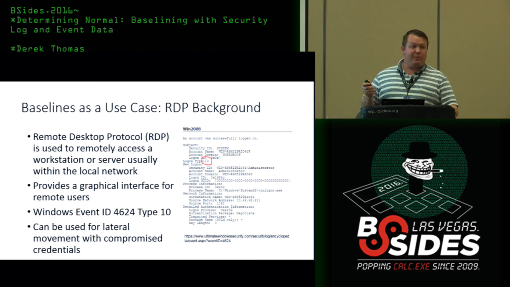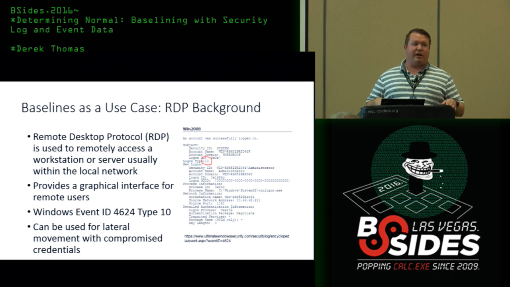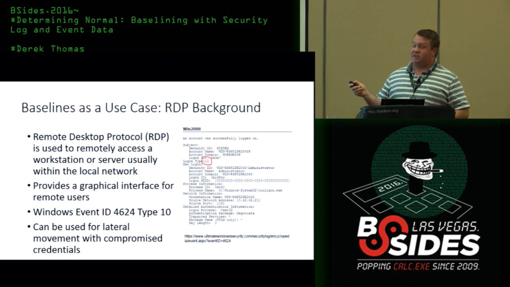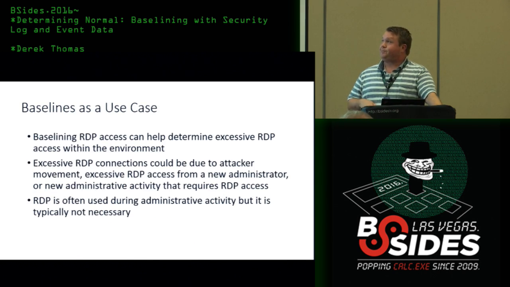If you're not familiar with RDP, it stands for Remote Desktop Protocol. If you want to log in from computer A to computer B and have a GUI interface to that computer, you can use RDP. That produces an event. It's a 4624 Windows Event ID of type 10. The type 10 indicates interactive logon or remote interactive logon. That's what we're going to be using for collecting this data.